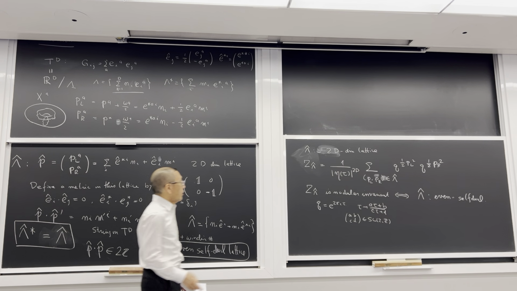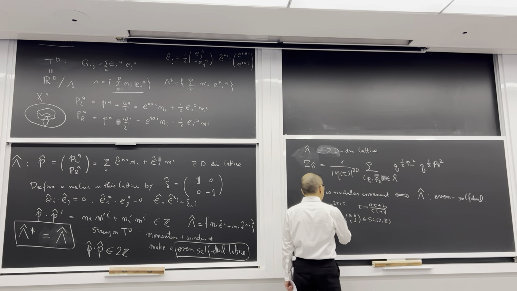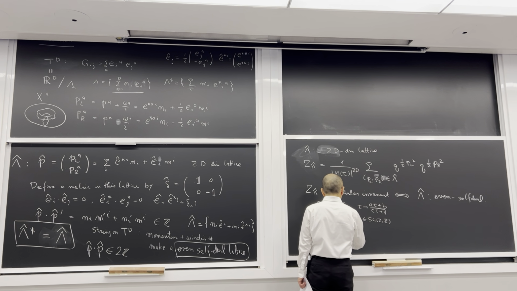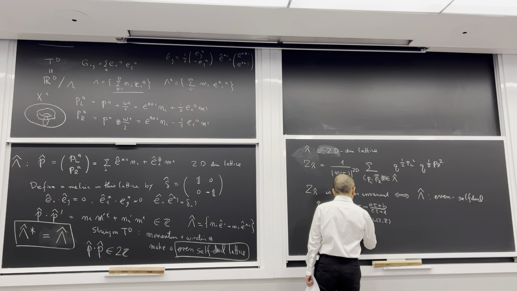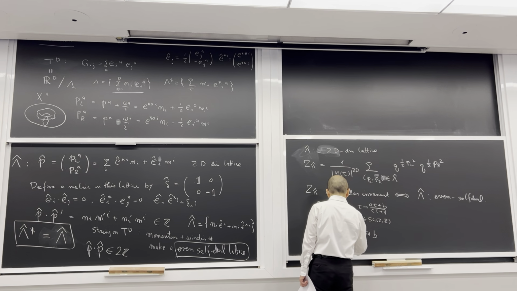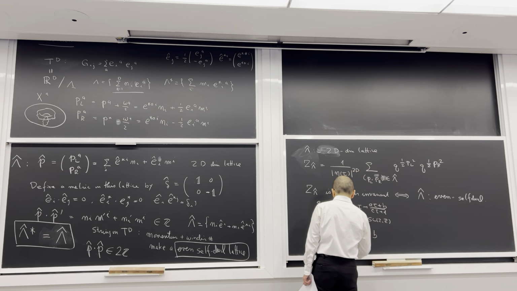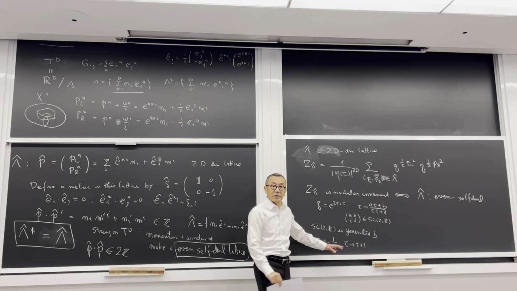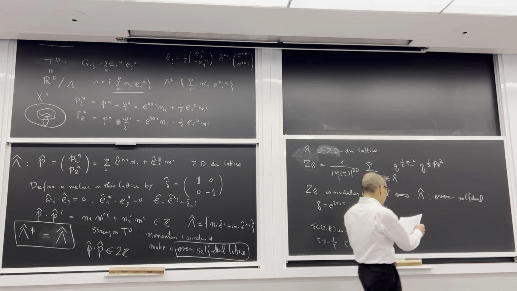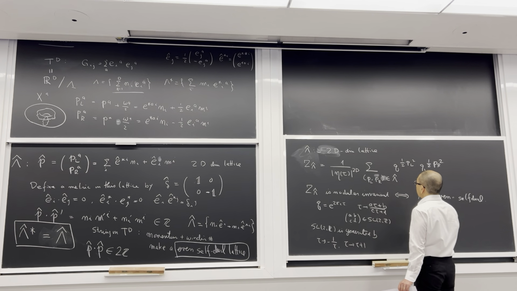surface. But the important thing is that this is generated by tau goes to minus 1 over tau, and tau goes to tau plus 1. So in order to check the modular invariance, we just need to check the invariance under these two conditions. The easy thing to check is invariance under tau goes to tau plus 1. So let's first check this.